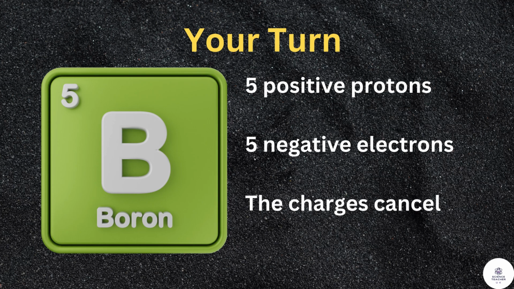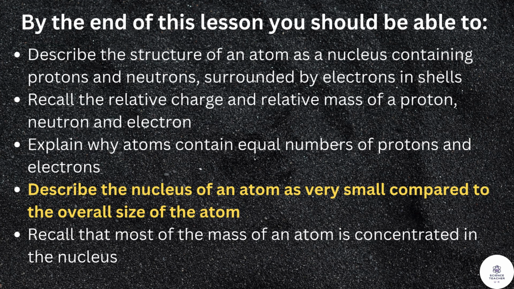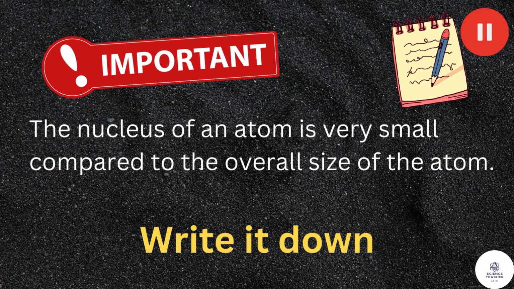So hopefully you wrote boron has 5 positive protons and 5 negative electrons. So the overall charge is 0. So now you can explain why atoms contain equal numbers of positive protons and negative electrons. It's so that the charges cancel and atoms are neutral overall. So just 2 more bullet points to go. So it's as simple as this.